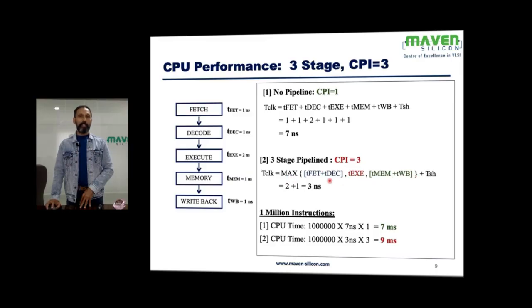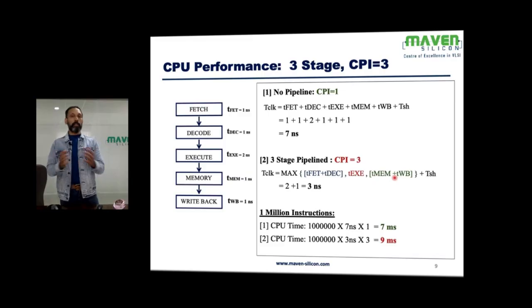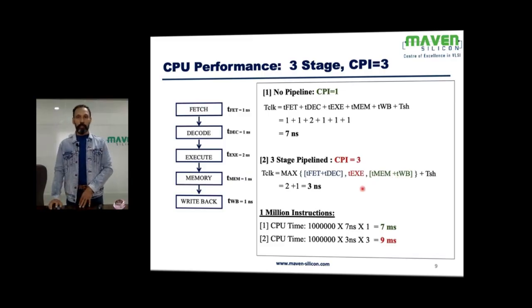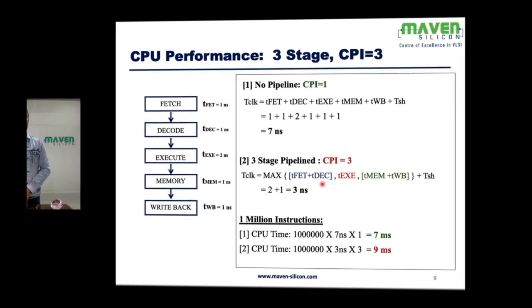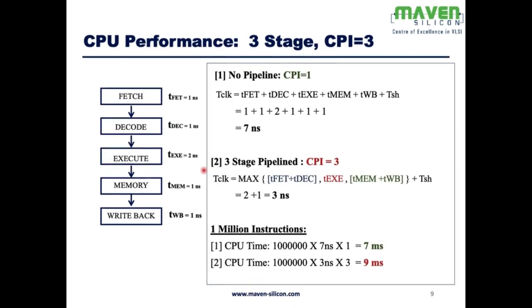In this case, only 3 stages. So we are combining fetch and decode. That's going to be stage 1, stage 2 is execute, and stage 3 is going to be memory and write back. So you can also think of creating a 3-stage pipeline processor. Still we are going to consider only the maximum delay. So the maximum delay is still going to be 2 nanoseconds, and setup time and hold time 1 nanosecond, 2 plus 1, overall 3 nanoseconds. If you consider 1 million instructions, the regular processor without pipeline is going to take 7 milliseconds, and the 3-stage pipeline processor is still going to take 9 milliseconds because CPI is more.